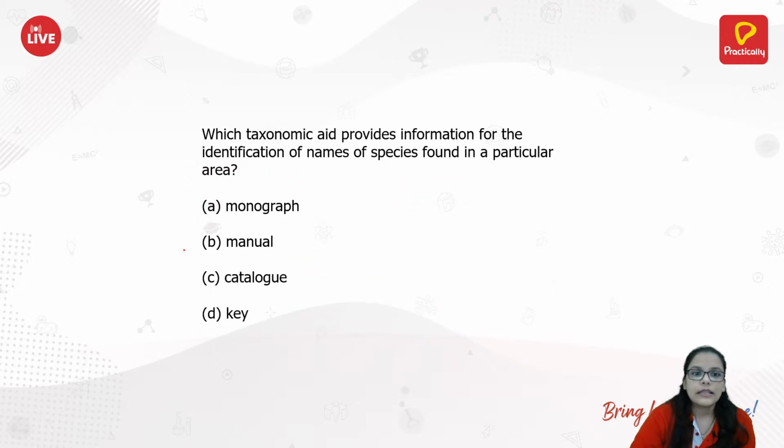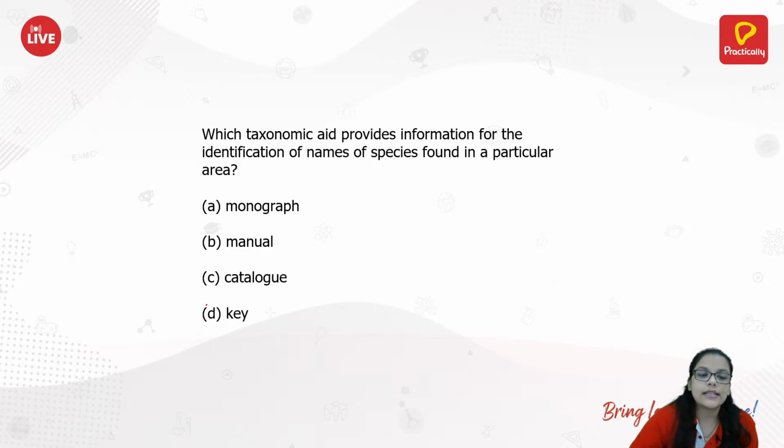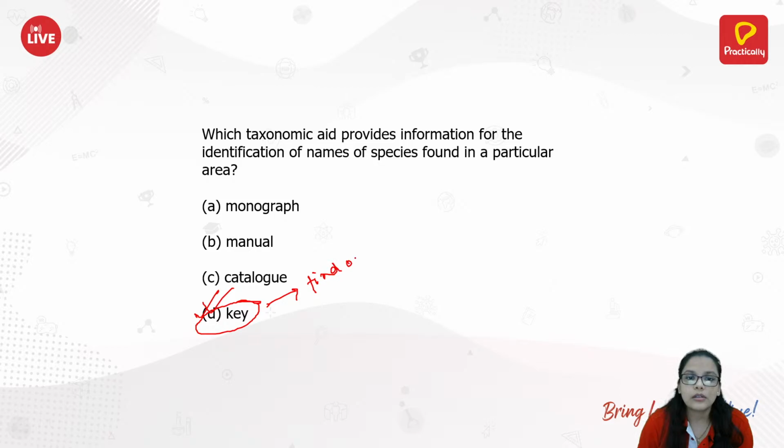The next thing is, which taxonomic aid provides information for the identification of named species found in a particular area? There is monograph, manual, catalog, key. Anyone? Okay, so the answer to it is key. As I said, key is one of the most important taxonomical aids to find out a living organism. So the answer is key.